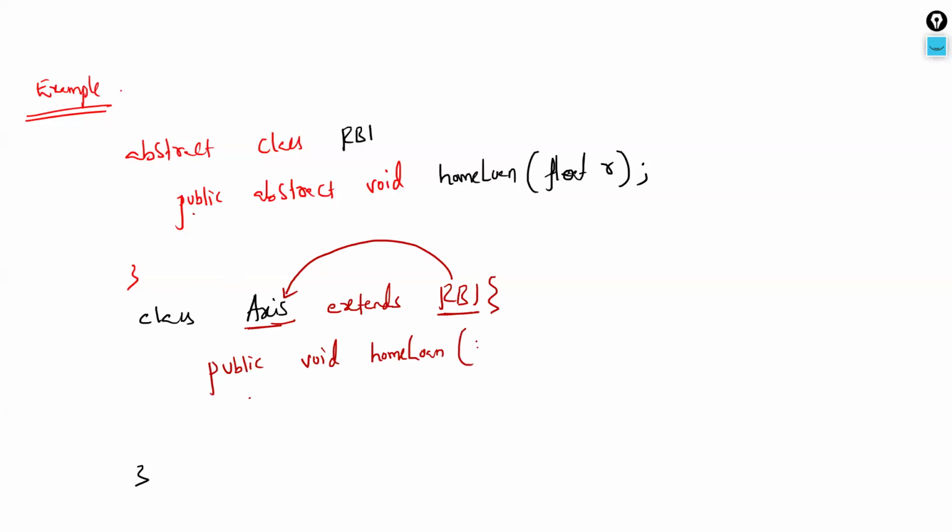Then followed by what's the input? Float R. Then the logical part of it. Here we write some logic. Then here I'm just writing print of implemented method. Implemented method. Done. So this is the use of abstract class with abstract methods.